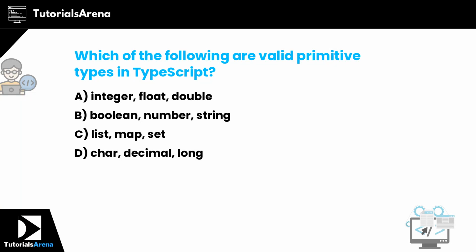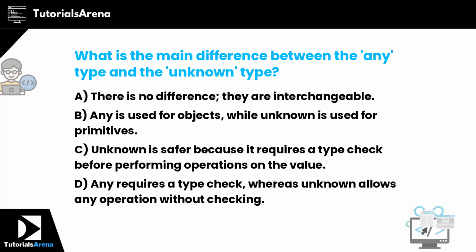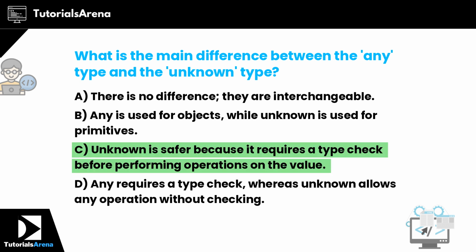Which of the following are valid primitive types in TypeScript? The correct answer is option B, boolean, number, string. What is the main difference between the any type and the unknown type? The correct answer is option C. Unknown is safer because it requires a type check before performing operations on the value.